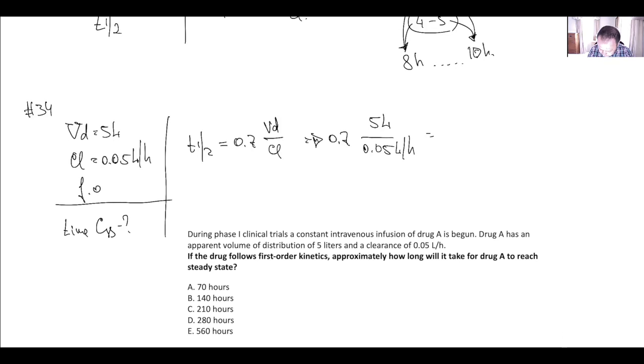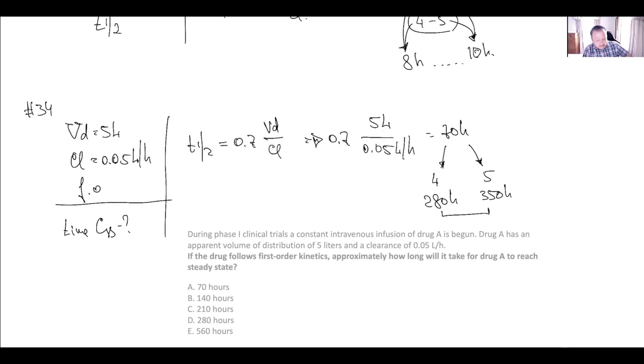Liters, hours. We can calculate: it will be 100 multiplied by 10, which is 70 hours, right? And 70 hours, if we multiply by 4, we'll have 280 hours, by 5, 350 hours. So between 280 and 350 hours, that will be the time to reach steady state concentration.